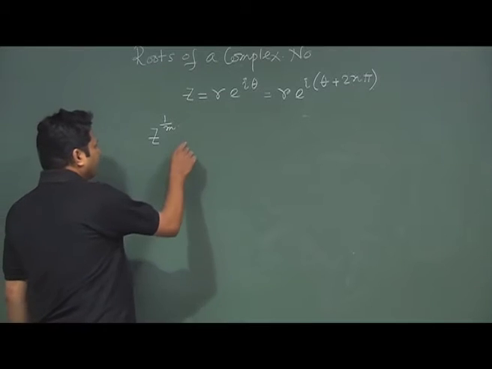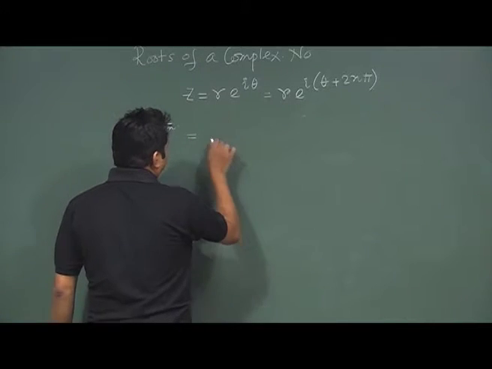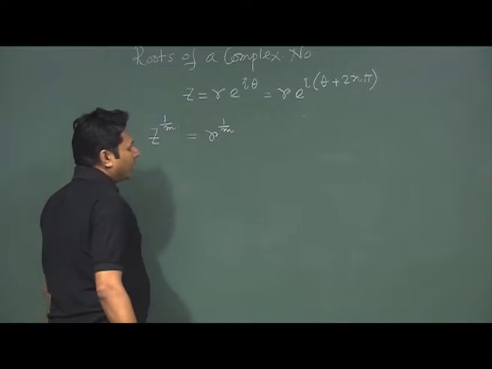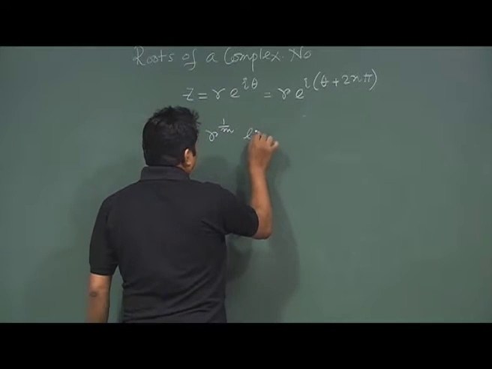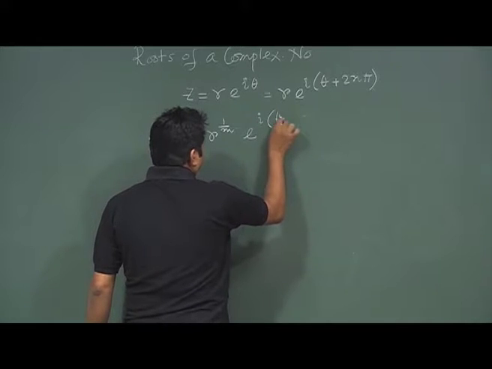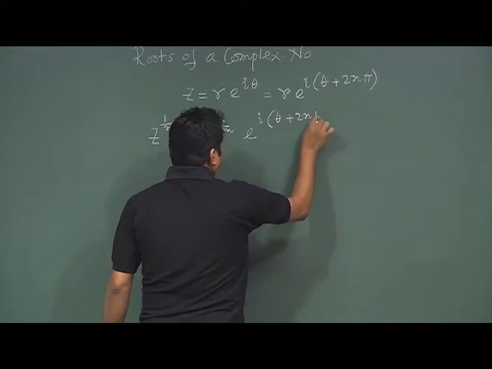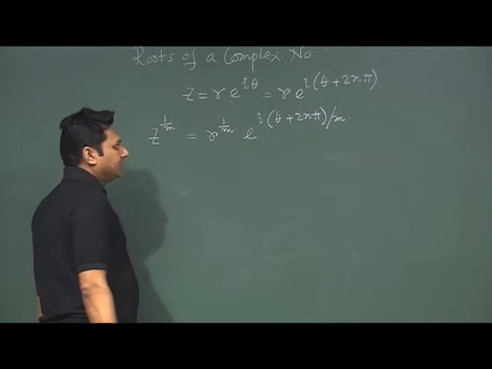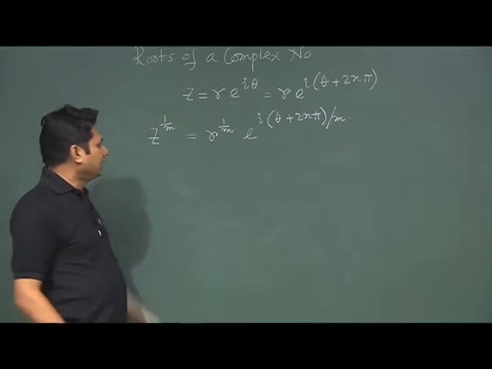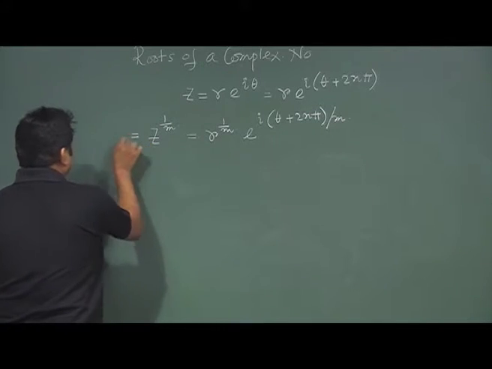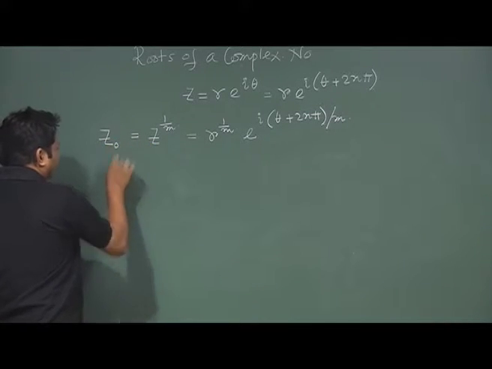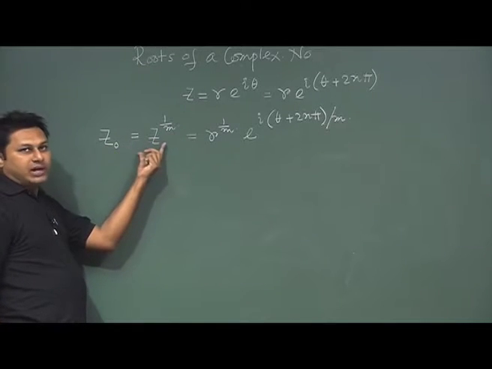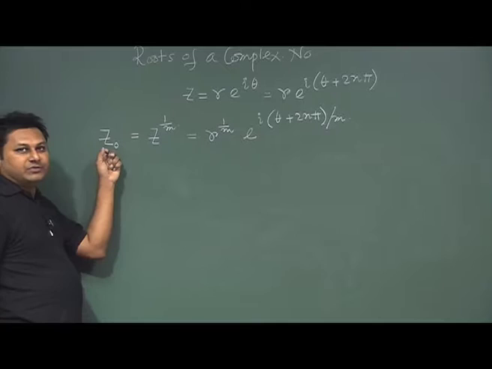z to the power 1 by m. If I do that, in the right hand side I should write r whole to the power 1 by m, e to the power i (theta plus 2 n pi) divided by m, right, this quantity. I called it my z0, because the z0s are the roots of whatever mth root I am trying to find out. So, this is the mth root.